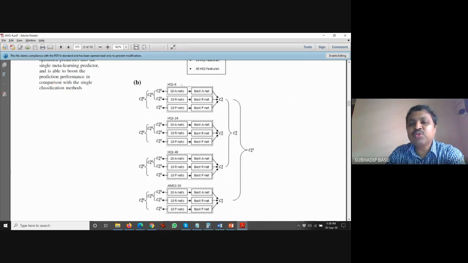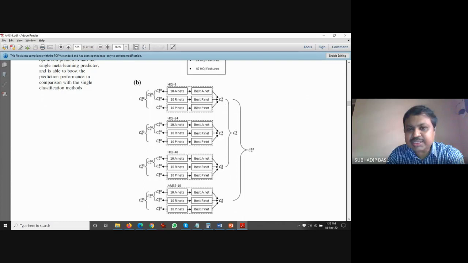For example, for the HQI8 feature set, we have 10 different A-nets prepared. How 10 different A-nets? Because by varying the architecture of the neural network, like varying the hidden neurons of the neural network, you can generate 10 different A-nets. From that, you can get the best A-net, the best R-net, with the best architecture of the neural network.